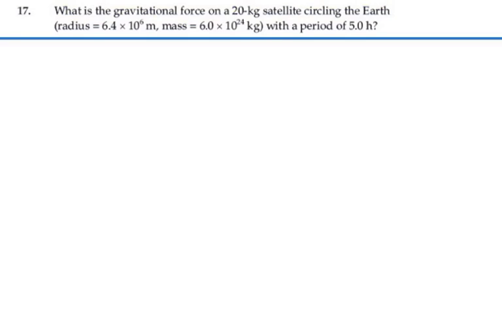Here's problem 1317. What is the gravitational force on a 20 kilogram satellite circling the Earth? Radius 6.4 times 10 to the 6 meters, mass 6 times 10 to the 24 kilograms, with a period of 5 hours. So this information is the information on the Earth, not the information on the orbit. And we really need information on the orbit, which we're going to get from Kepler's third law.